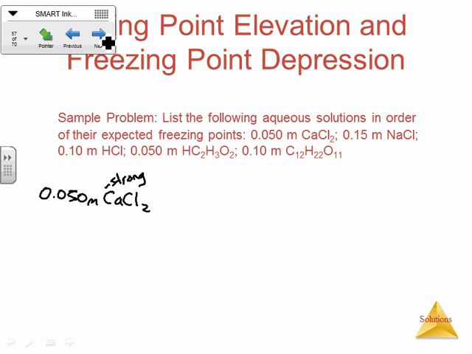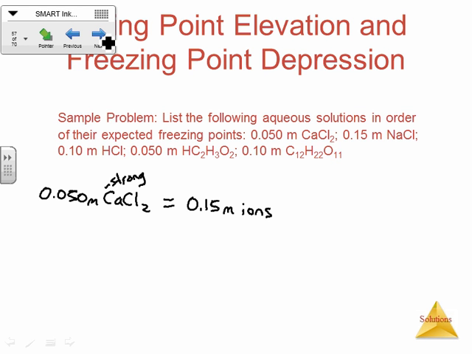which means it's going to split apart into how many pieces? 3, right? 1 calcium and 2 chlorines, or 2 chlorides, I should say. Alright, so this is going to end up being 3 times the concentration when you put it into water. So it's going to be 0.15, is that right? So 0.15 molal in ions or particles or whatever you want to call it at that point, okay?